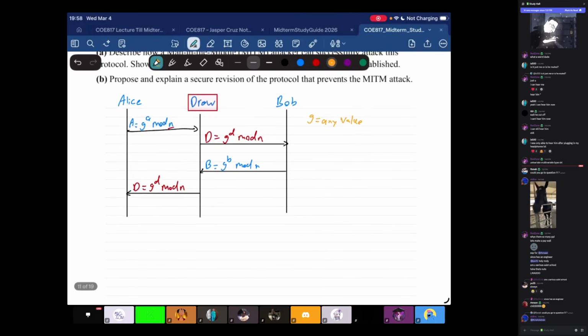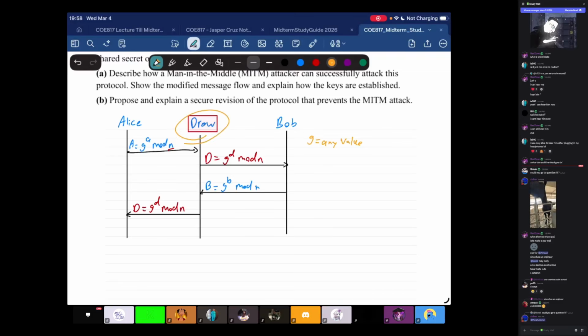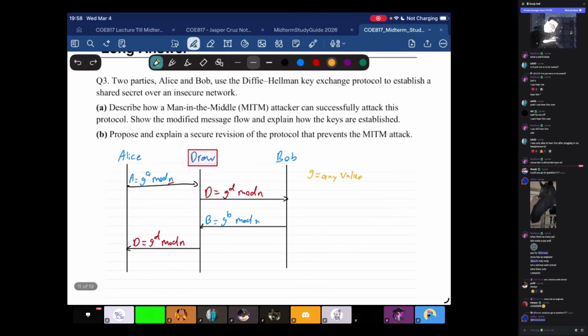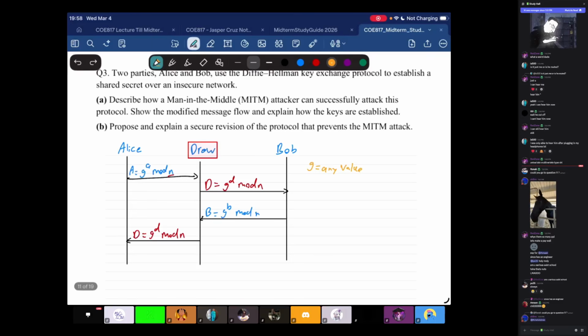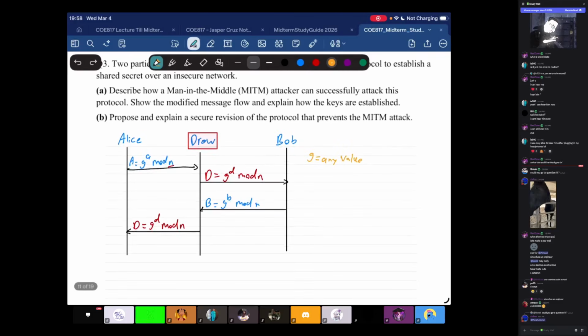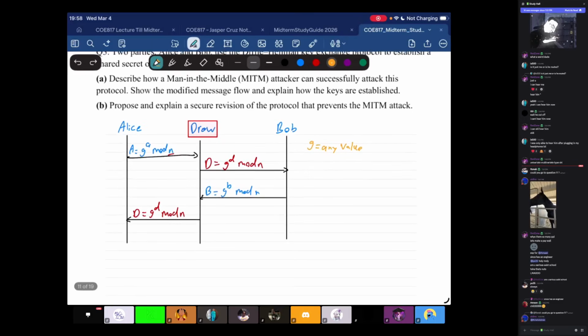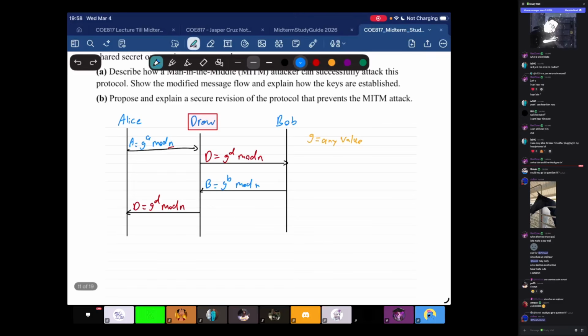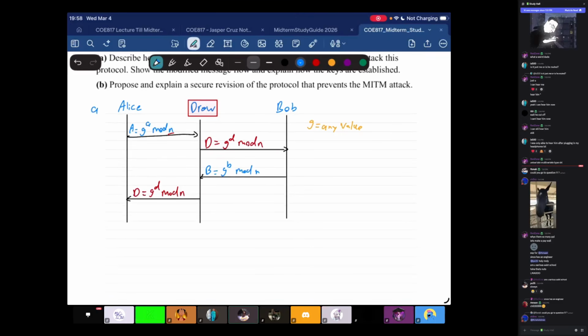And so A, D, B are the respective values that Alice, Drew, and Bob send to the outgoing party. And so this is how Drew, as per the question asks, would successfully attack Alice and Bob's communication and interfere with their messages and, let's say, extract data, or whatever Drew's purpose in this question is.